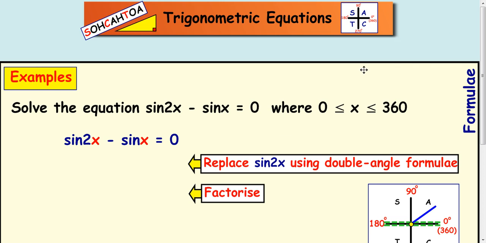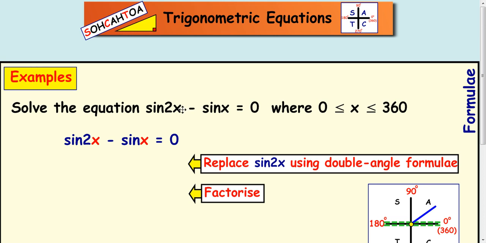In this lesson, we're going to look at how the double angle formulae can help us solve equations with sine 2x and cos 2x in them. So looking at this equation here, sine 2x take away sine x equals 0, we're looking for values between 0 and 360 for x. If we didn't substitute in for this, then we would find it hard to solve this. You could add sine x over to the other side, then you would be stuck basically.